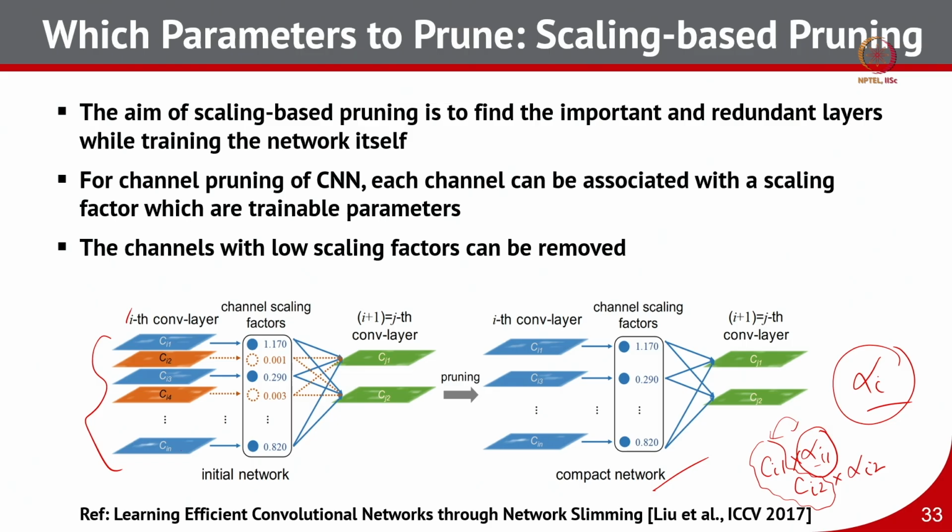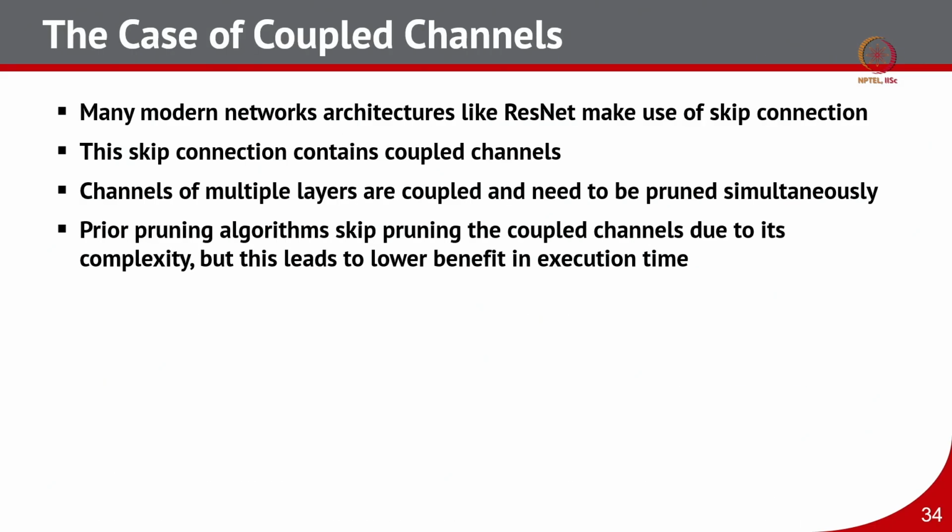In this particular case, you can see that some channel had the scaling factor of 0.001, 0.003, etc. Those channels have been removed. So that is the scaling based pruning. But then the problem is there are ResNet like network where there are residual connection or the skip connections, right. Now the skip connections contain coupled channel.